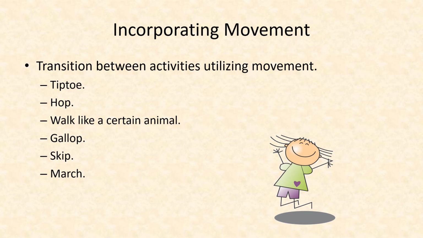Think about the transitions between different activities when you have students moving from one place to another. Could you transition by having them tiptoe from one place to another? Could you have them hop? Could you make them walk like a certain animal, walk like an elephant does, or walk like a lion would? You could have them gallop like a horse, or skip, or have them march.